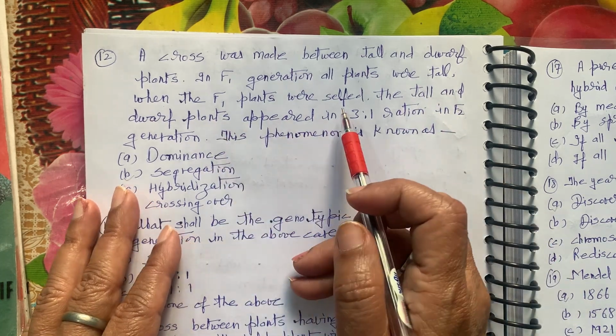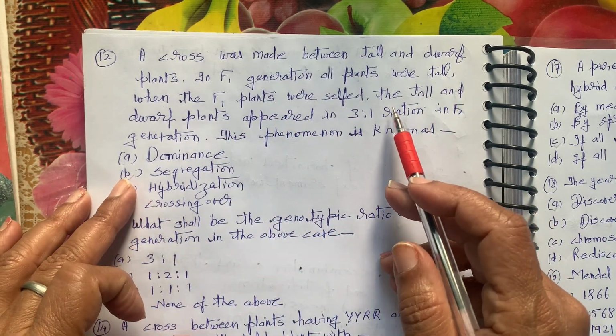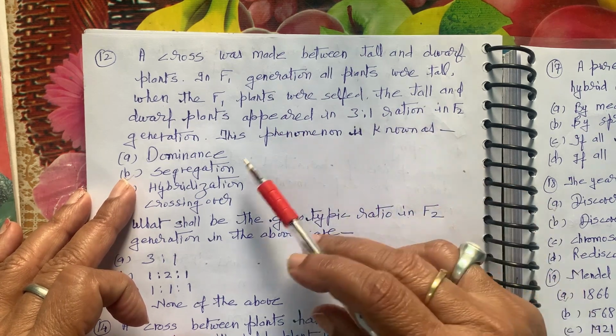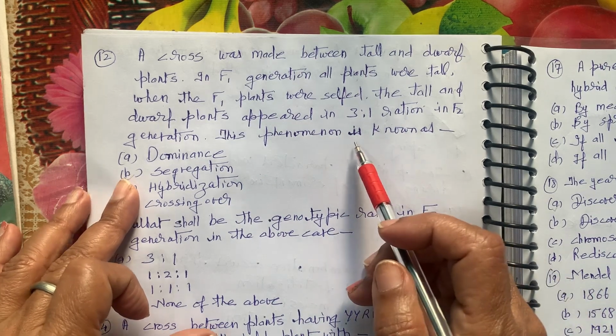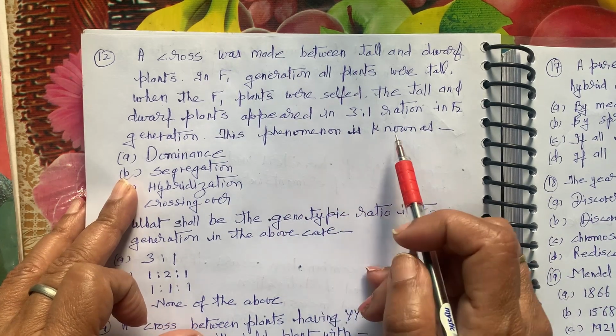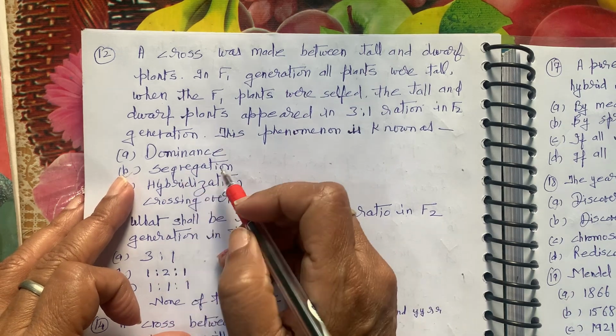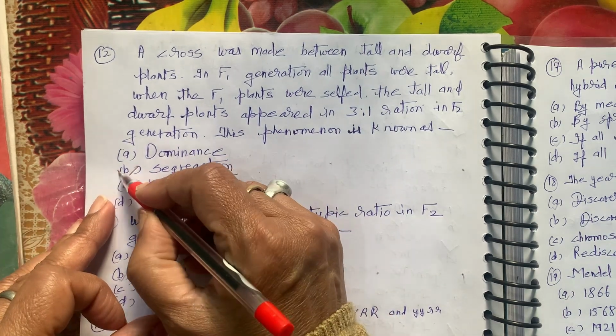When the F1 plants were selfed, tall and dwarf plants appeared in a 3:1 ratio in the F2 generation. The phenomenon is known as dominance, segregation, hybridization, crossing over. It is known as law of segregation.